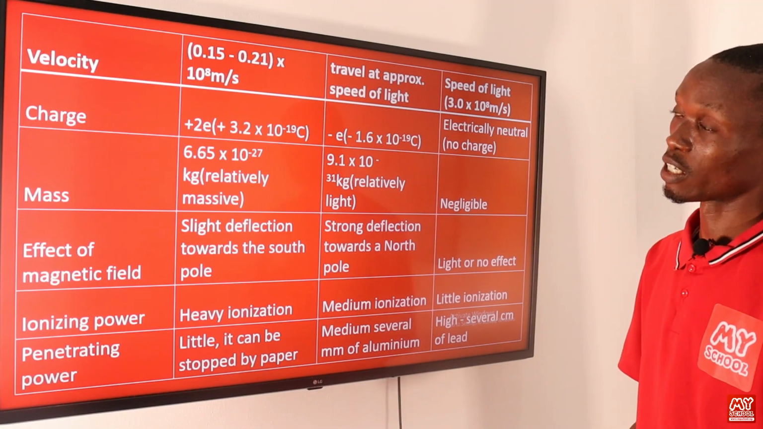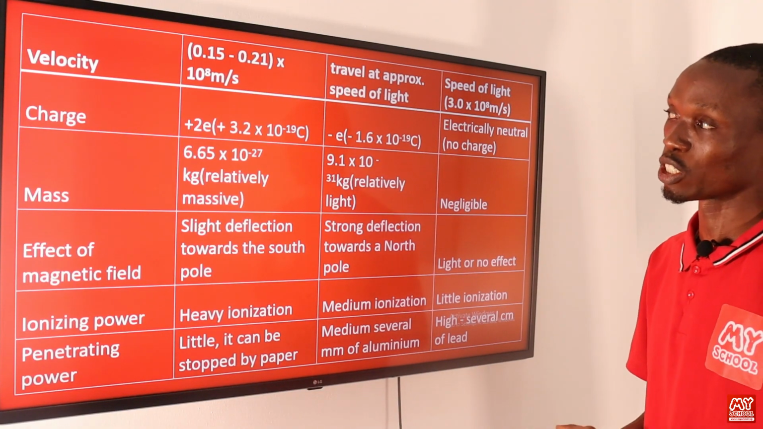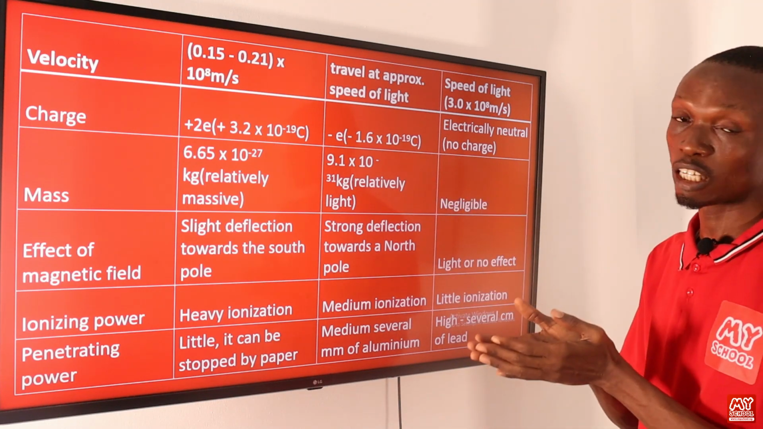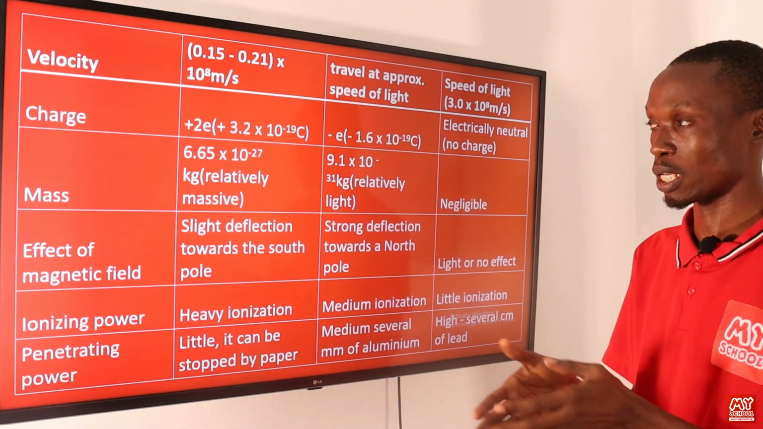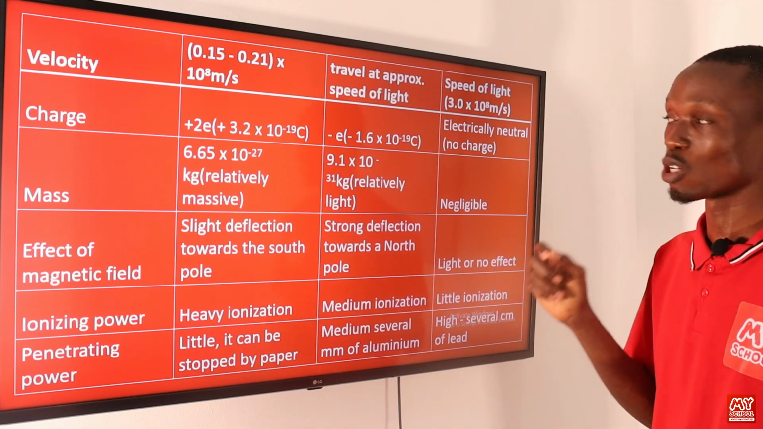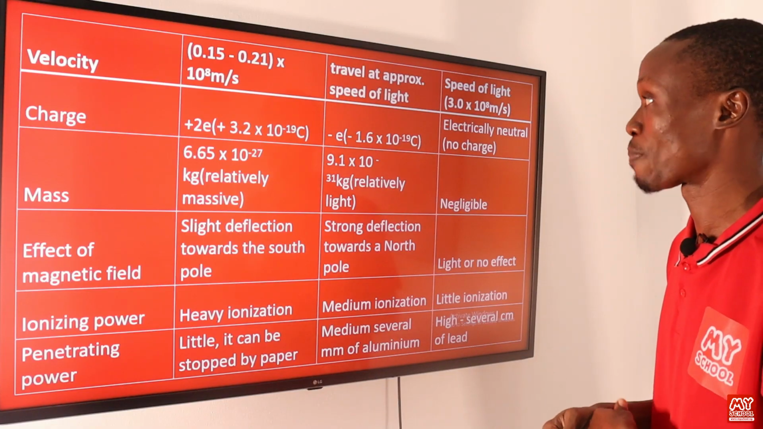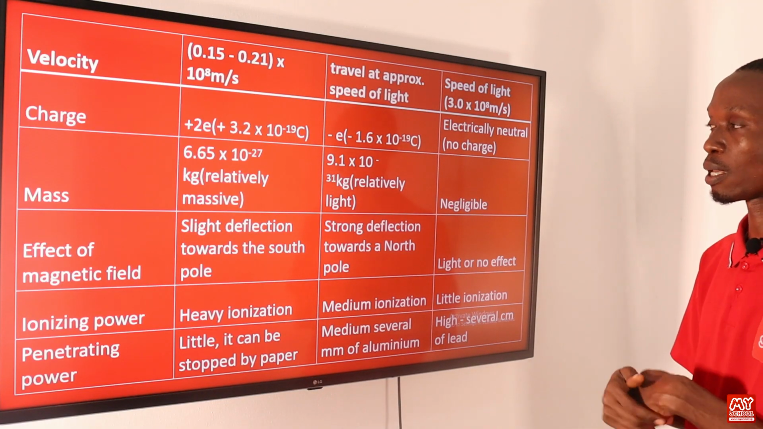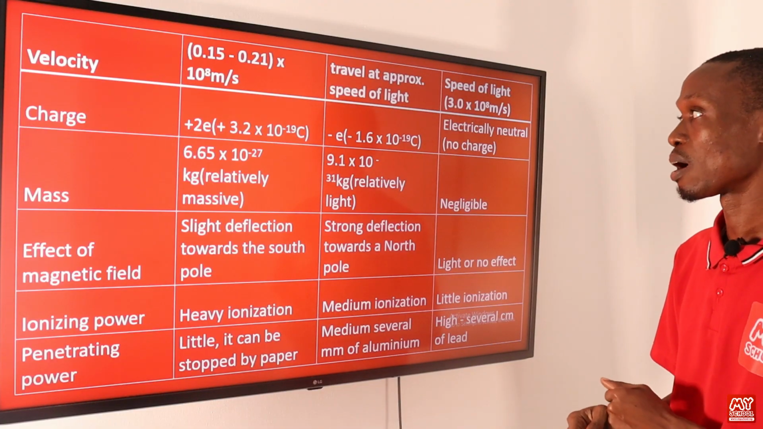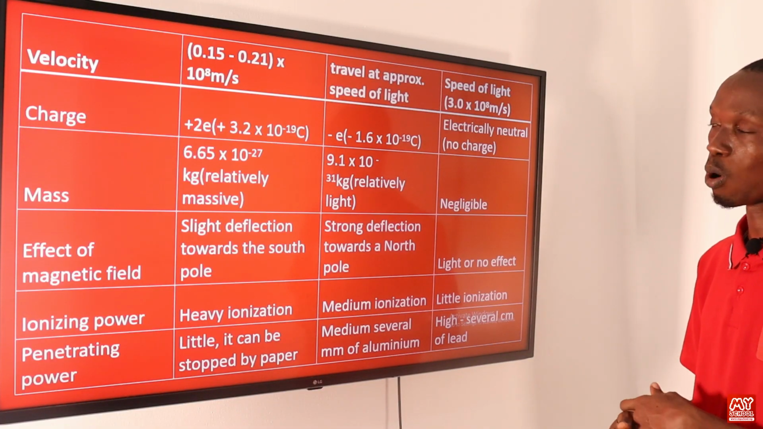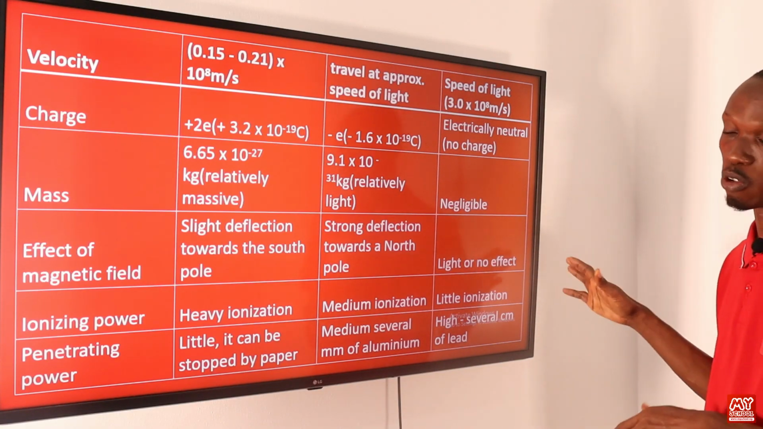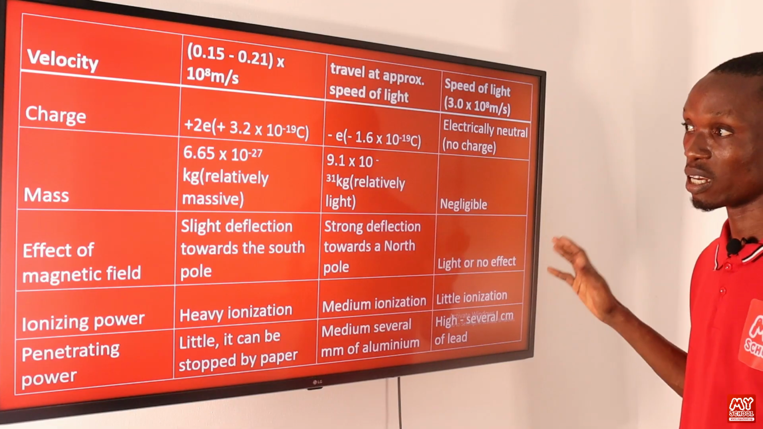Now let's talk about their charges. For alpha particle the charge is plus 2e. Here the 2e means that the helium particle has 2 protons, and that's equivalent to 3.2 times 10 raised to power minus 19 coulombs. For beta particle it is minus e, equivalent to minus 1.6 times 10 raised to power minus 19 coulombs. Gamma rays are electrically neutral, meaning they carry no charge.